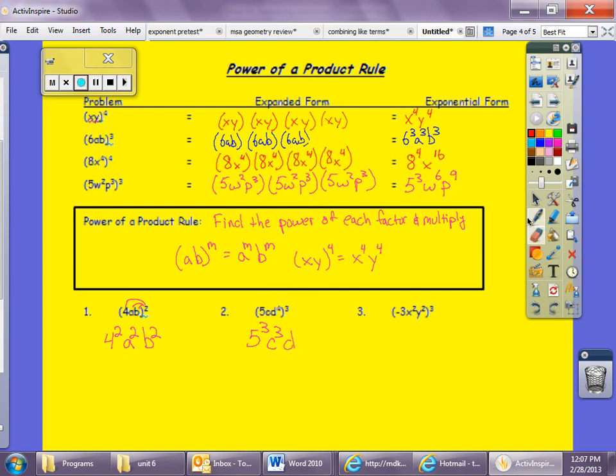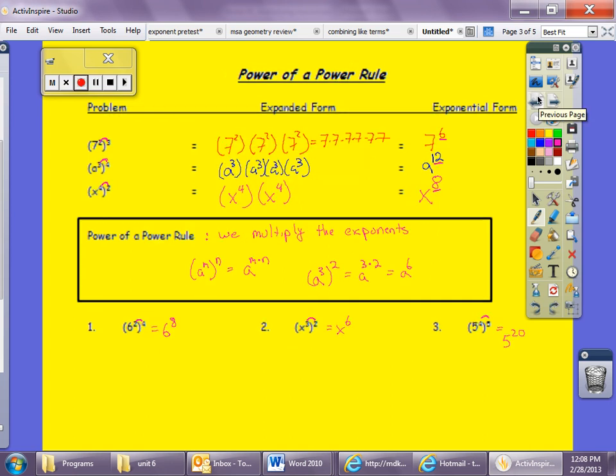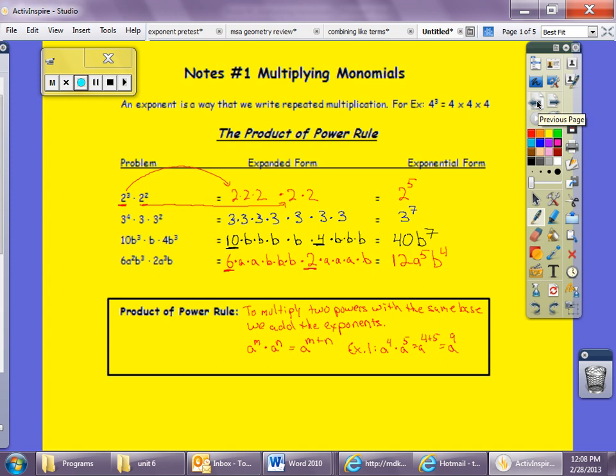So we multiply. 4 times 3 gives me 12. And with this last one, I have negative 3 to the 3rd power. Now, it's a negative, so I put that whole thing inside parentheses. We're going to talk about later why it has to be in parentheses. And we multiply, so 2 times 3 is 6, so it's x to the 6th. And 2 times 3 here is going to be y to the 6th. And that is our power of a product rule. So we looked at 3 rules today: the power of a product, the power of a power, and also the product of a power.